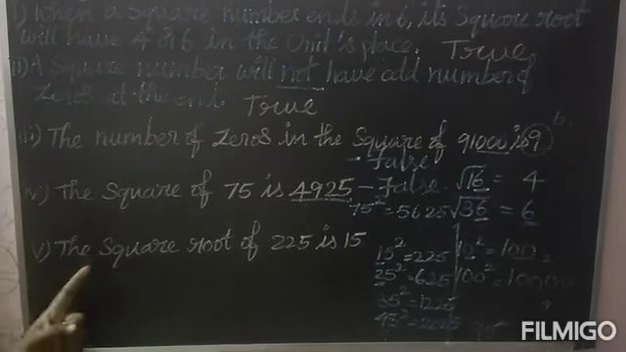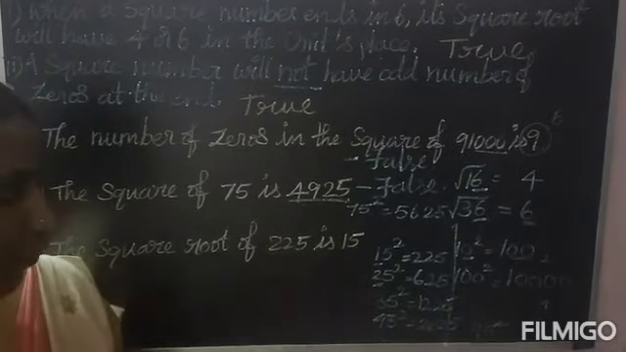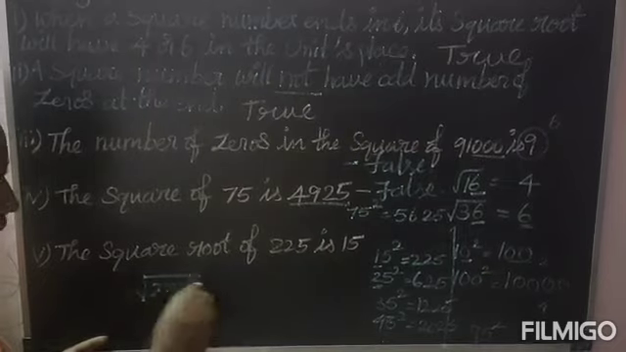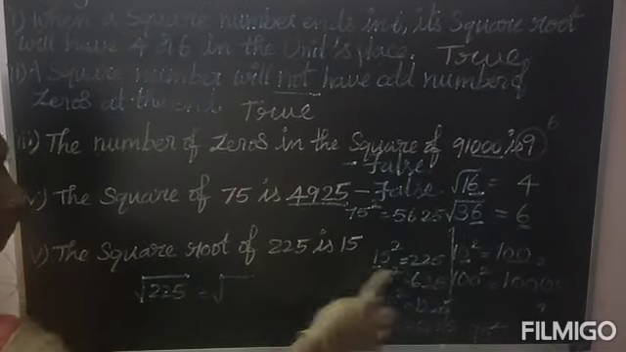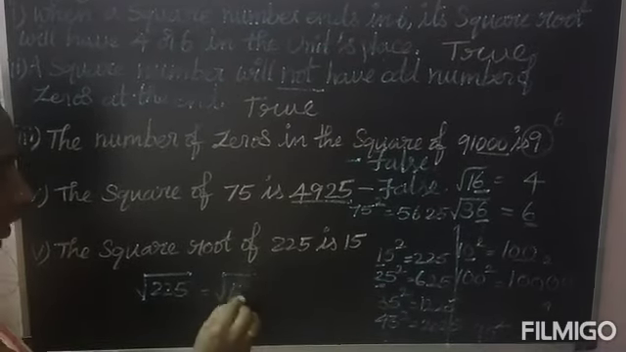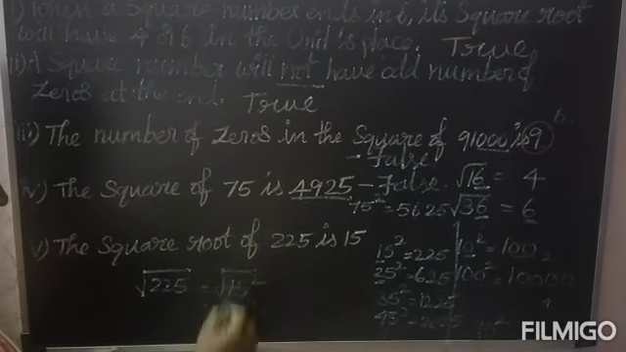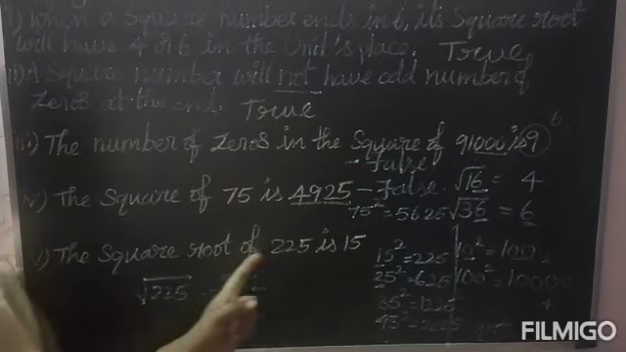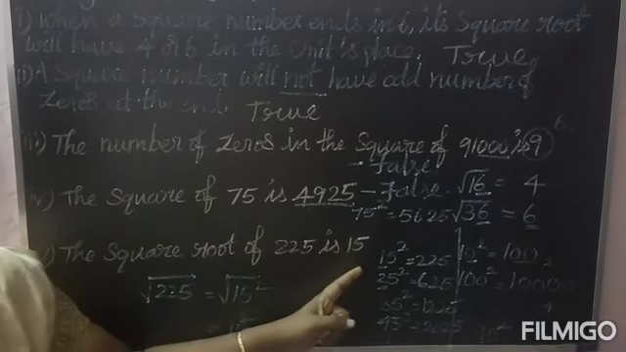See the fifth one. The square root of 225 is 15. So square root of 225 equal to, 225 I can write as 15 square, isn't it? Here square and square root will get cancelled. We will get the answer as 15. Therefore, the square root of 225 is 15.